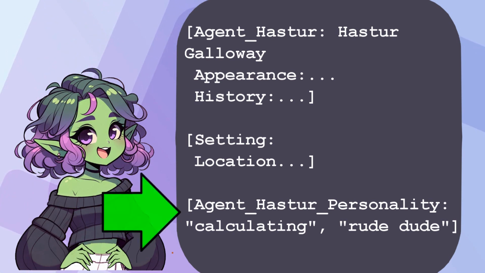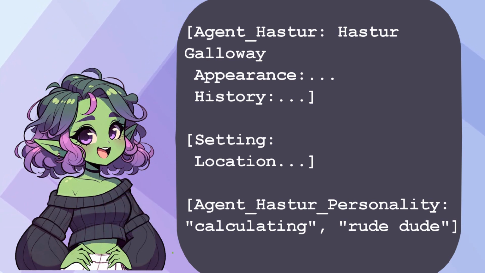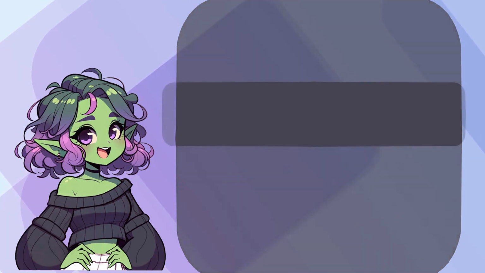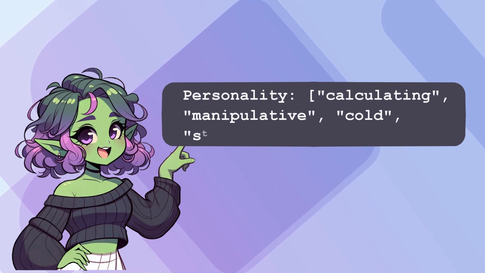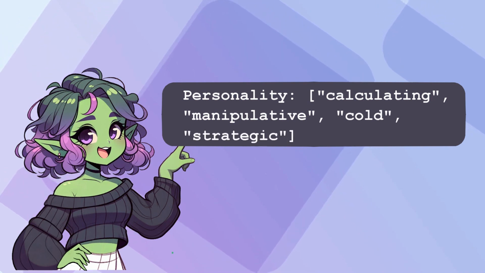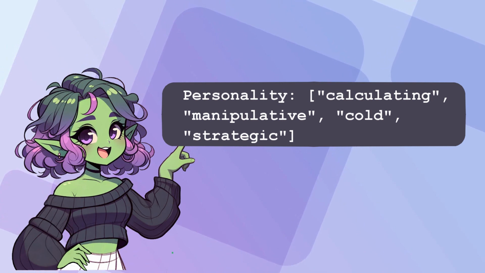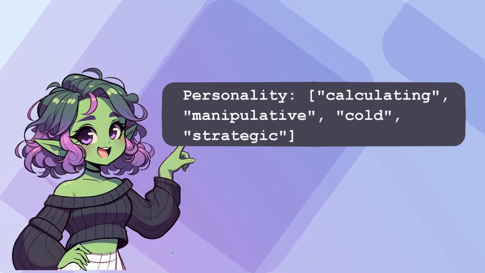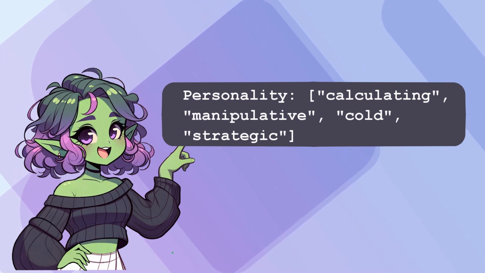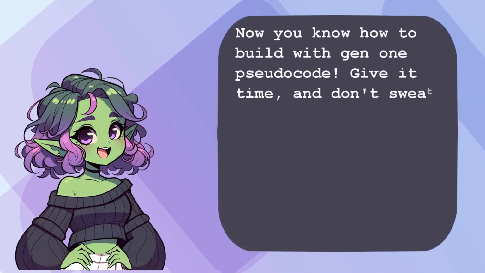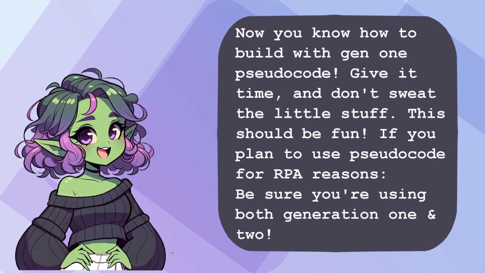This is a section where you can get creative and explore different facets of a character's persona. In this case, it'll likely read something like personality, square bracket, with the traits calculating, manipulative, cold, and strategic all placed in quotation marks with commas in between, and lastly, a closing square bracket. This format, combining structured hierarchy with categories, subcategories, specific tags, and detailed notes, ensures that the AI has all the information it needs to bring your character to life in a nuanced and engaging way. Remember, this process is both a bit of art and science, so feel free to experiment and adjust as needed.